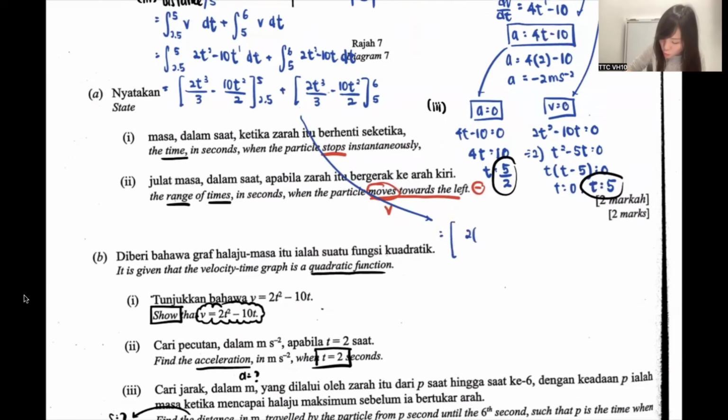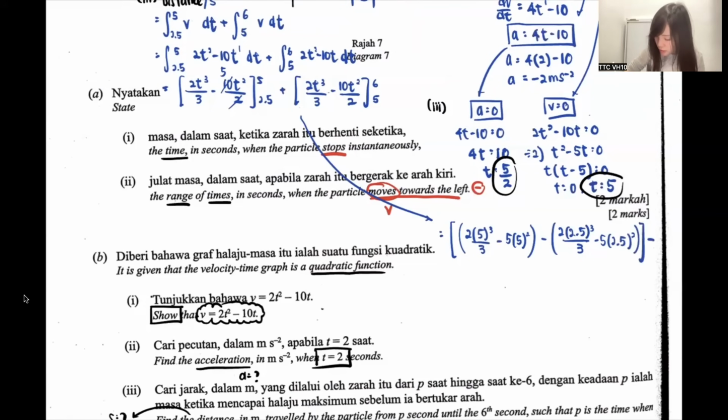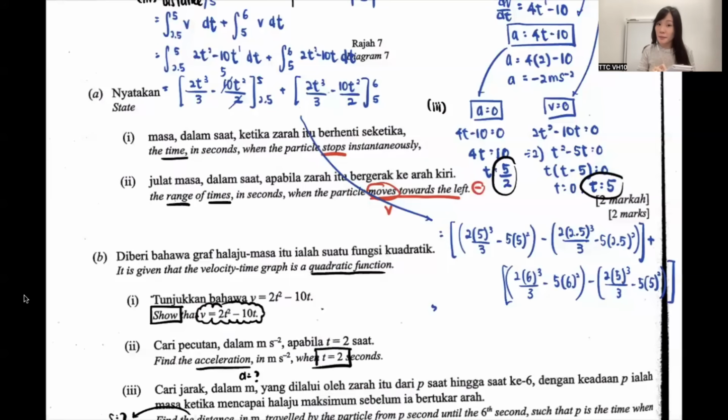So guys, sub 5 inside. 2 bracket 5 cube over 3, minus 10 and 2 cut, left 5, 5 square. Minus 2 bracket 2.5 cube over 3, minus 5, 2.5 square. Okay, plus, separate to another one: 2 bracket 6 cube over 3 minus 5, 6 square, minus 2 bracket 5 cube over 3 minus 5, 5 square. Okay, like this. Let me press the calculator.